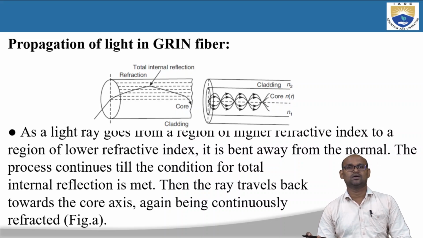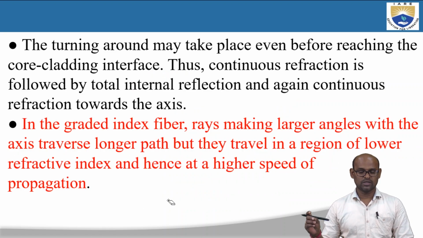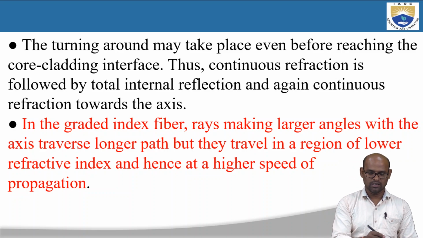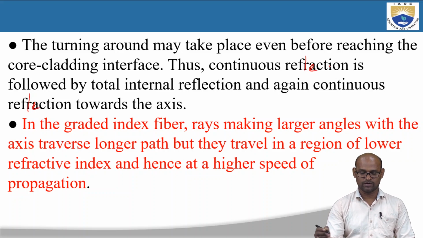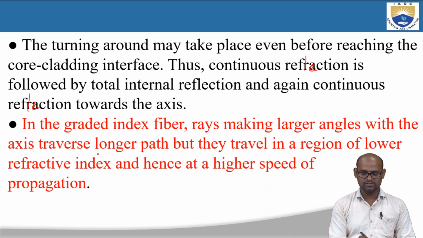How does the light propagate in graded index optical fiber? As a light ray goes from a region of higher refractive index to a region of lower refractive index, it is bent away from the normal. When the condition for total internal reflection is met, the ray travels back towards the core axis again, continuously refracted. The turning around may take place even before reaching the core cladding interface. Thus, continuous refraction is followed by total internal reflection and again continuous refraction towards the axis.